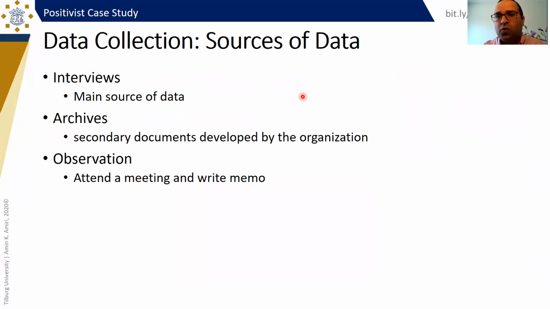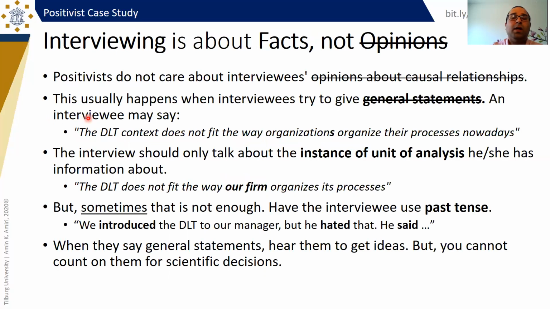Another question is what is the source of your data? It can be interviews, which is the main source of data. It can be archives, secondary documents that were developed by the organization, or you may go and do observation, attend a meeting and write a memo. So all these can be the source of data in a case study. But this is where most of the students do wrong. I have seen plenty of students with this issue in their thesis, and they end up with maximum a 6 or 6.5 if they're lucky.